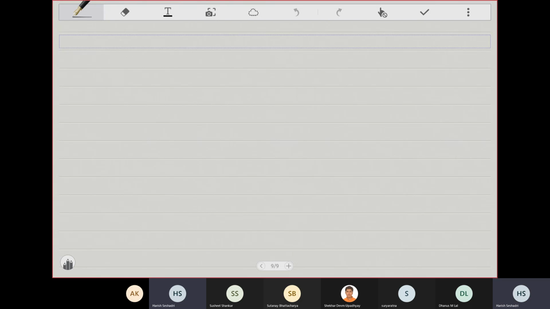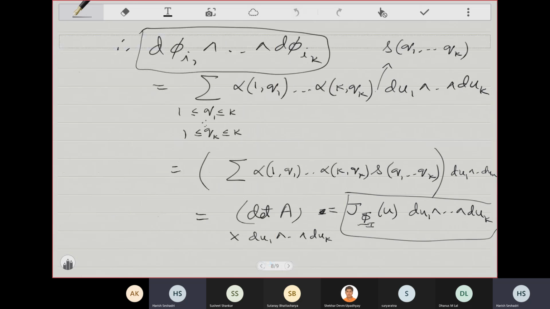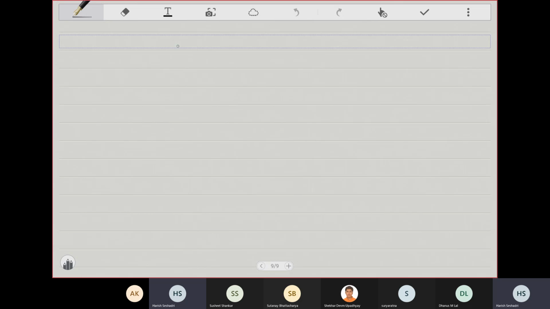So we are done. I mean, we are done because this is equal to this, and if you go back and see, we will finally end up getting the integral of omega over phi is equal to the integral of omega phi over delta. Now we can give a one-line proof of the main theorem.